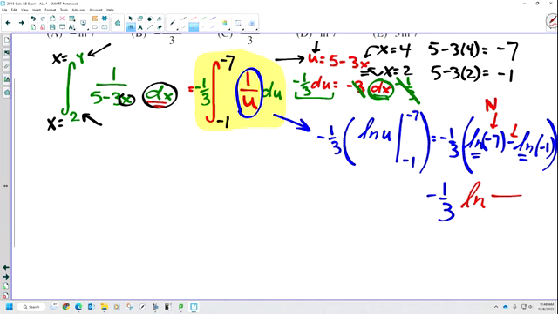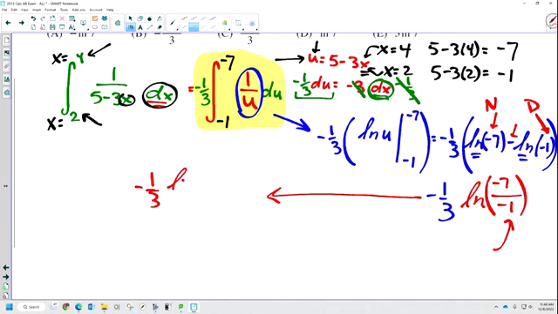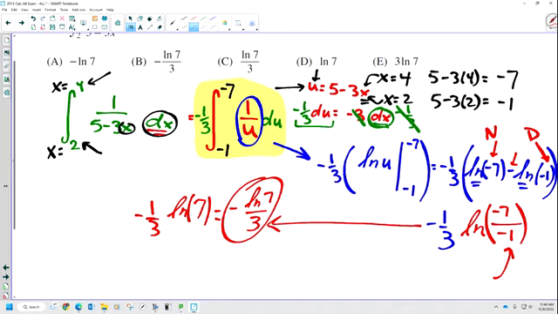Numerator, denominator, negative 7 over negative 1. Okay, and let's clean this up even more. I have my negative 1/3. Well, a negative divided by a negative is going to be positive, so that's really the ln of 7. And if I take the ln of 7 and multiply it times negative 1/3, I get negative ln of 7 over 3. Okay, if you switch those, it gets weird.